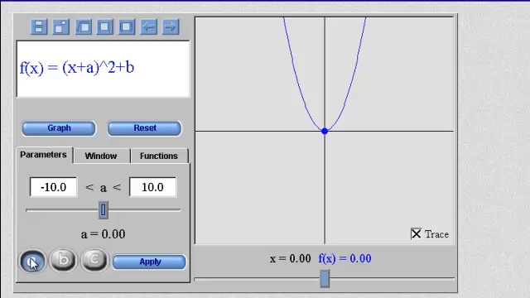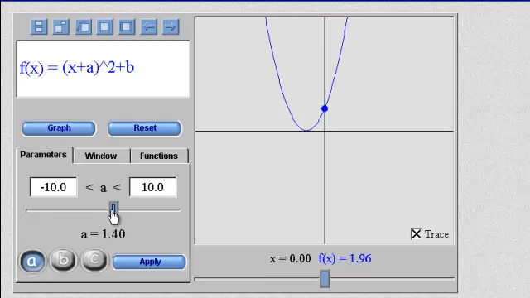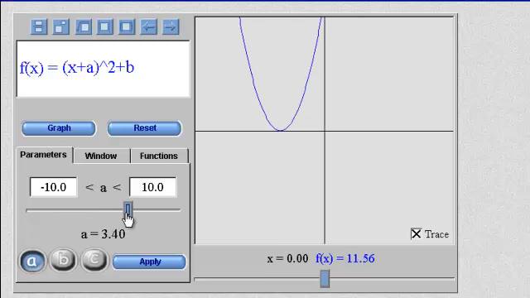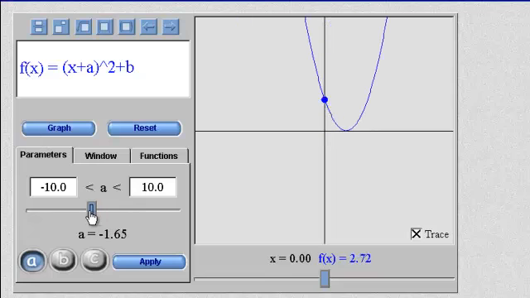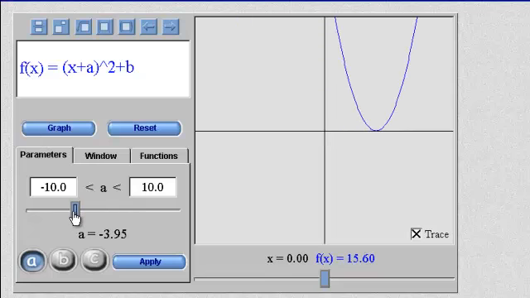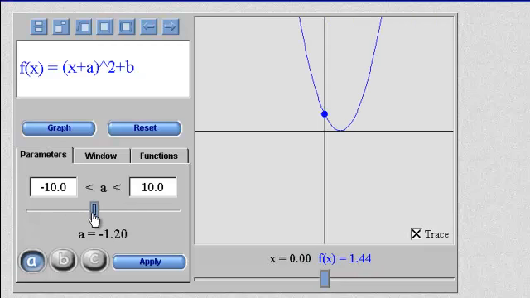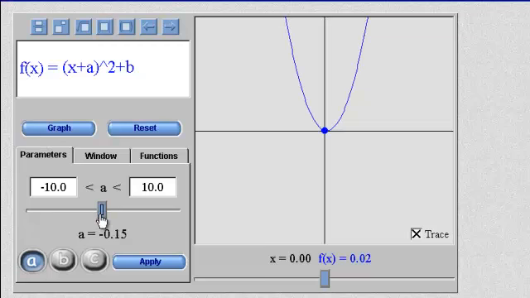Let's look at A and see what it does. Now as I move A in the positive, so if I add a positive quantity, the shape moves to the left. As A becomes negative, it shifts this graph to the right. So adding on the inside shifts it left if it's positive and right if it's negative.